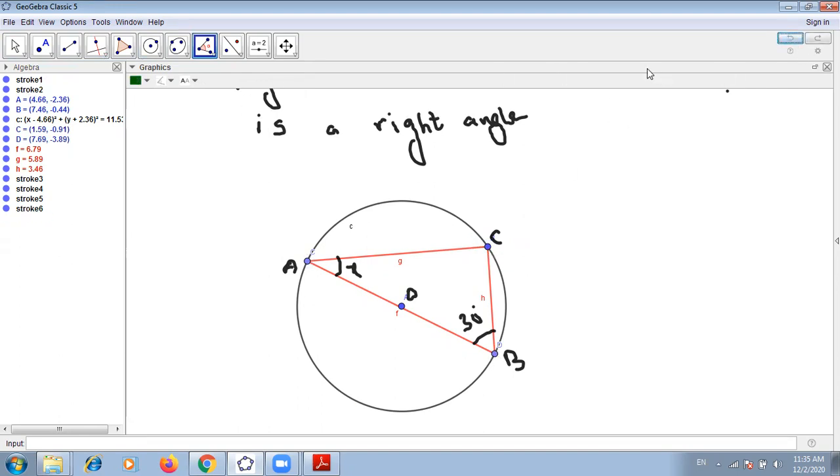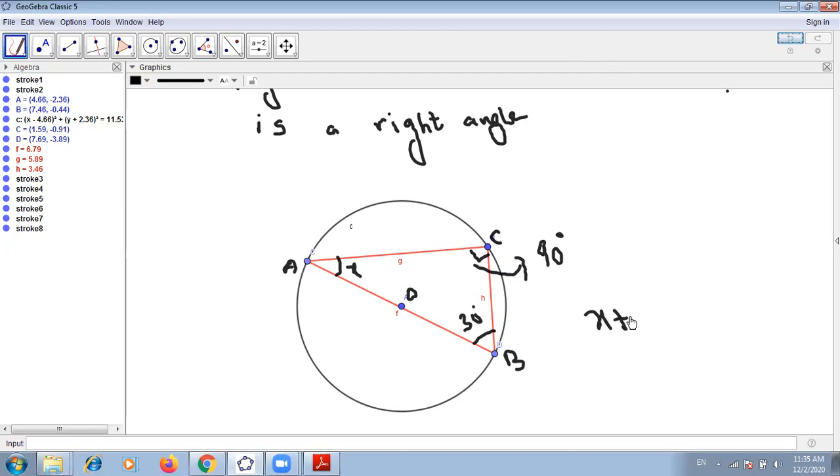So this angle is 90 degrees because it is an angle in a semicircle. We use the theorem that an angle inscribed in a semicircle is a right angle. So we place the value 90 here. Angle C equals 90, angle B equals 30. Now we can find the value of x.